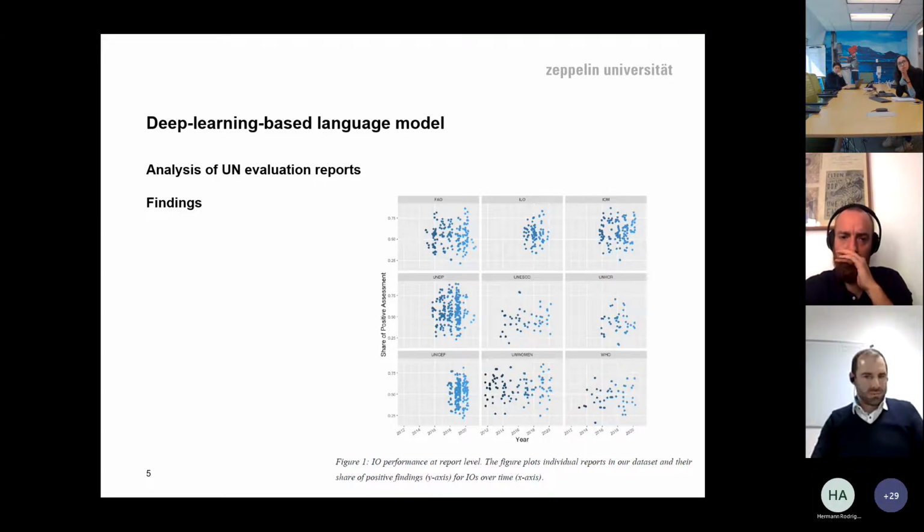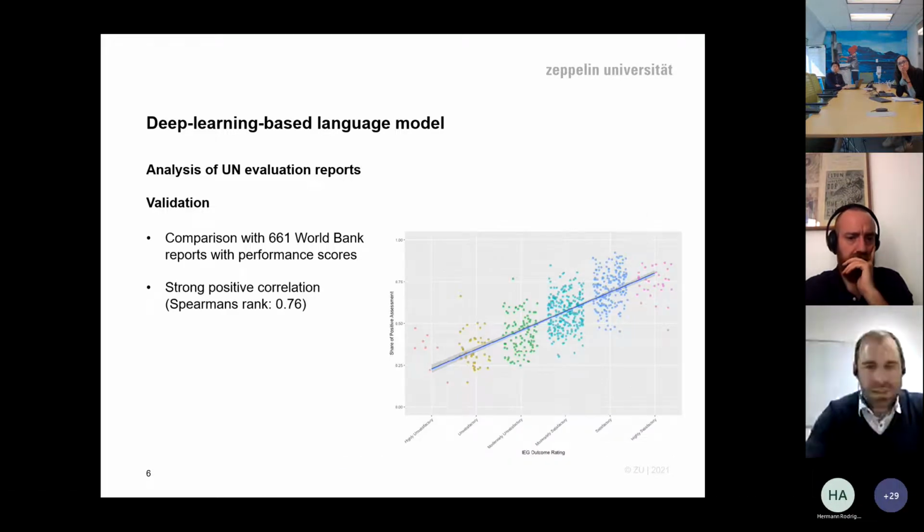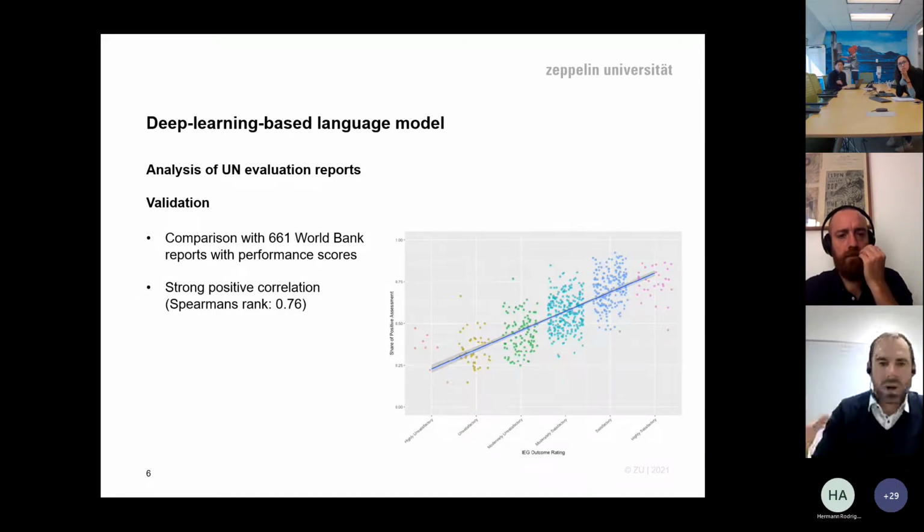And to make sure and verify whether this is actually the case, we compared our algorithm, our sentence classification, to reports that came with a performance score. We took them from the World Bank. So we ran an analysis on 600 reports from the World Bank with performance scores. And we found a really strong correlation between our own measure and the ranks, the school grades basically, ranging from highly unsatisfactory to highly satisfactory, that World Bank human coders provided to their reports. You can see this on the graph here. The larger the share of positive sentences, the more positive is also the World Bank human coders' assessment.